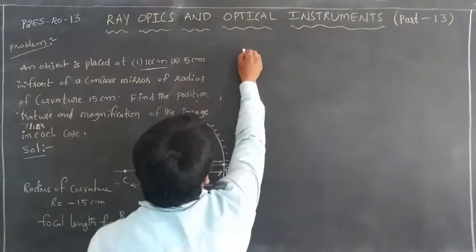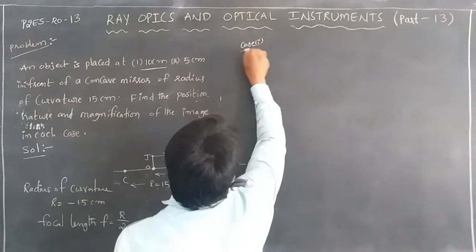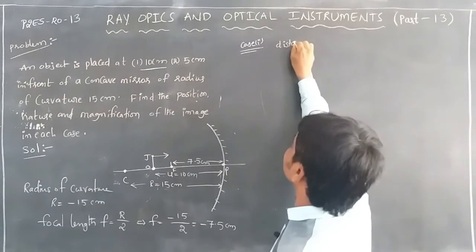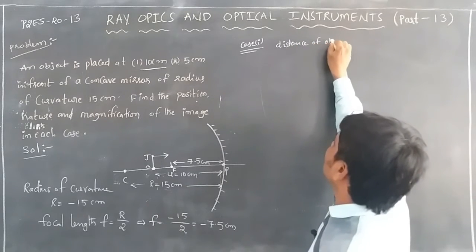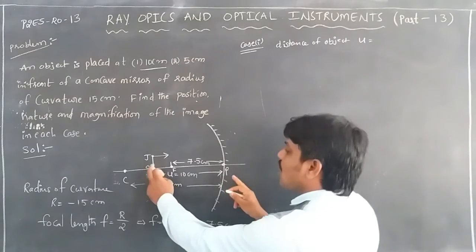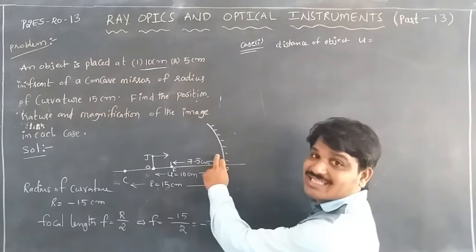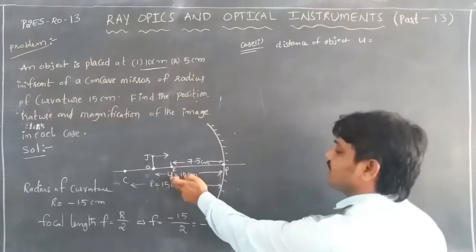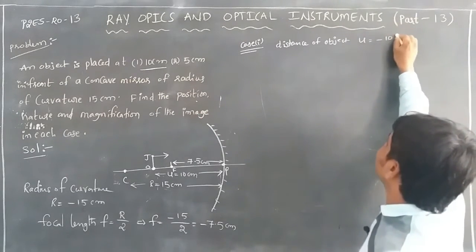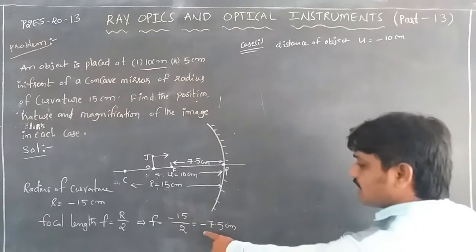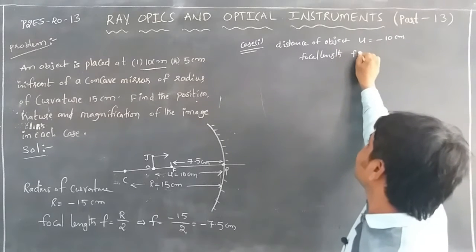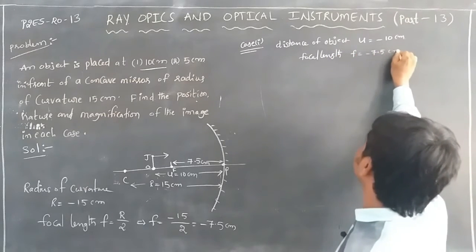In case 1, the distance of the object is measured in the direction opposite to the incident light ray. So he has given 10 centimeters, and here u is equal to minus 10 centimeters. Then we have the focal length f is equal to minus 7.5 centimeters.